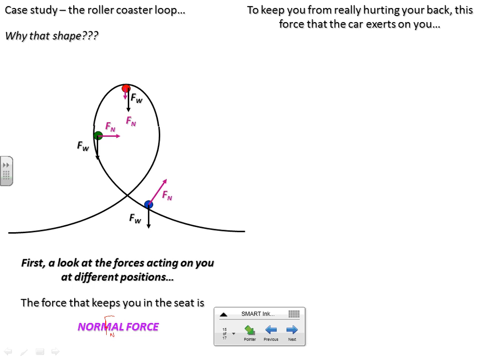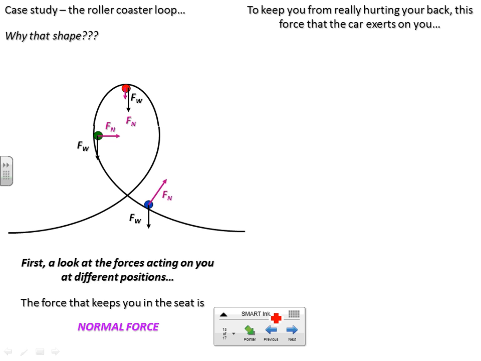Oh, that's right. However, what we have to do, what am I trying to get at here? To keep you from hurting your back. Really, what we're saying is the normal force has to keep you in the seat. But if normal force gets too big, then you feel like you weigh a lot more than you do, right? Normal force here is your apparent weight.